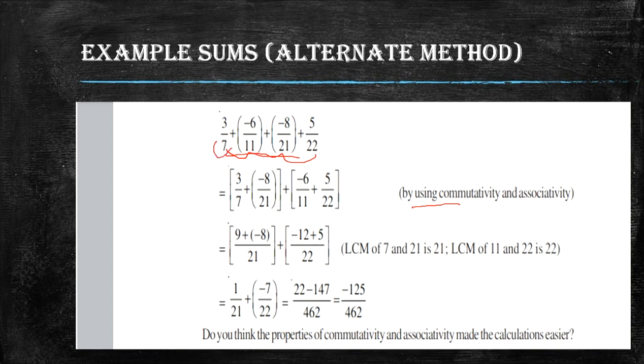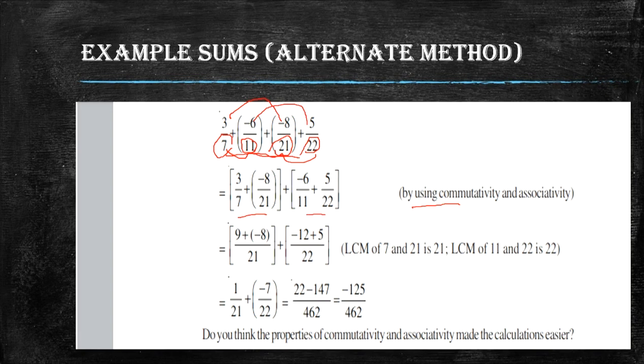Check this one, 7, 21. So 7 3s are 21. Now check this one, 11, 22. So 11 2s are 22. What we'll do now? We'll group 3 by 7 with minus 8 by 21, and minus 6 by 11 with 5 by 22. Now it is easy to find the LCM.